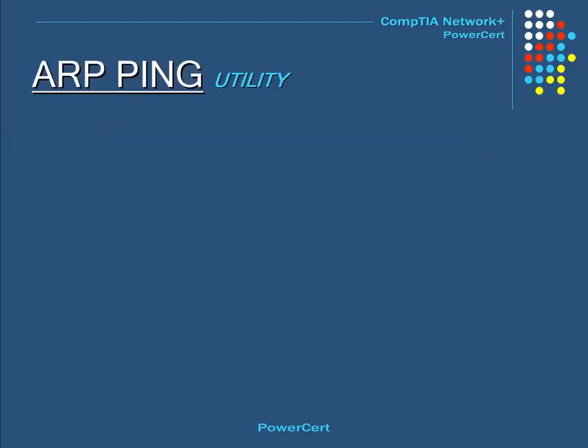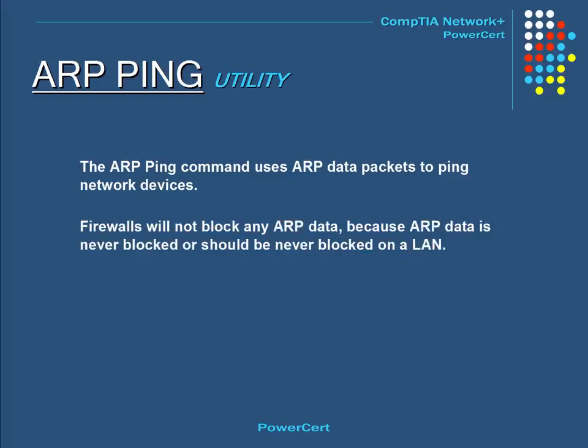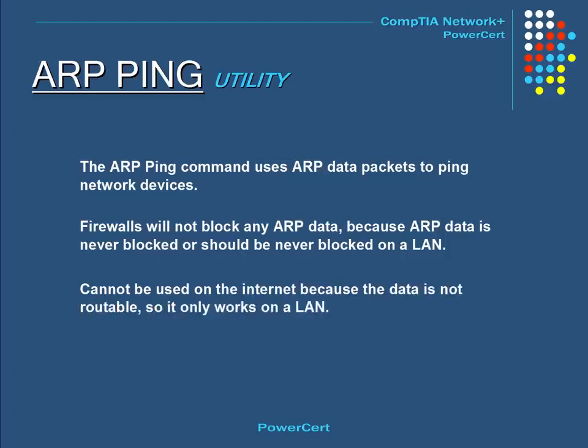If you wanted to check a device using the regular ping command, and if you fail to get a response because the firewall on the device has blocked all ping requests, you can use the ARP ping command instead. The ARP ping command uses ARP data packets to ping network devices. And since it uses ARP packets, a firewall will not block any ARP data, because ARP data is never blocked, or should never be blocked, on a LAN. And the ARP ping command cannot be used on the internet. The data is not routable, so it only works on a local area network.